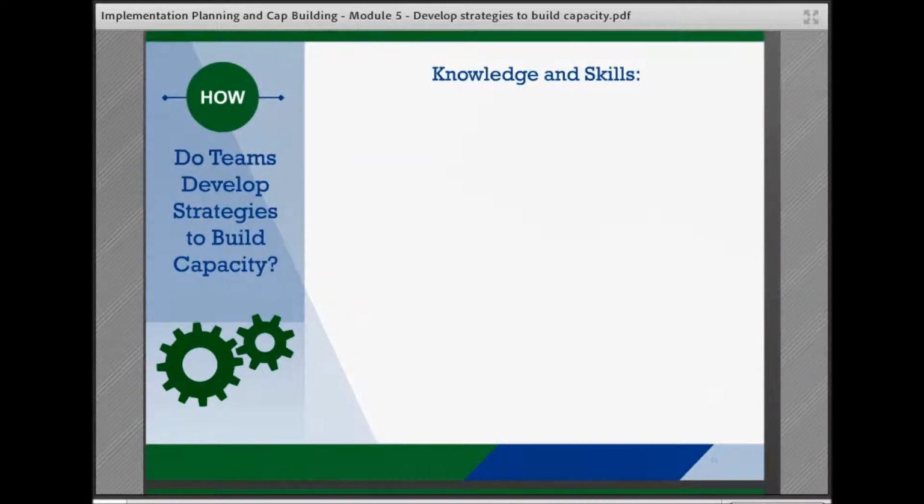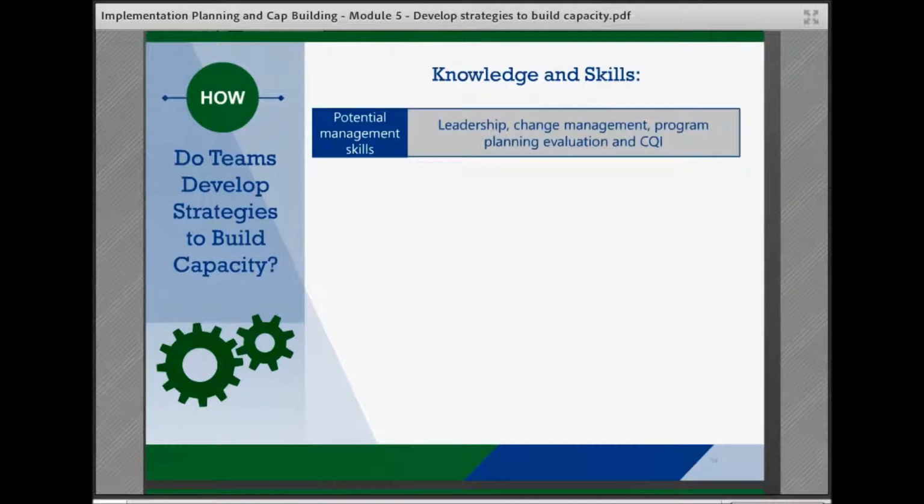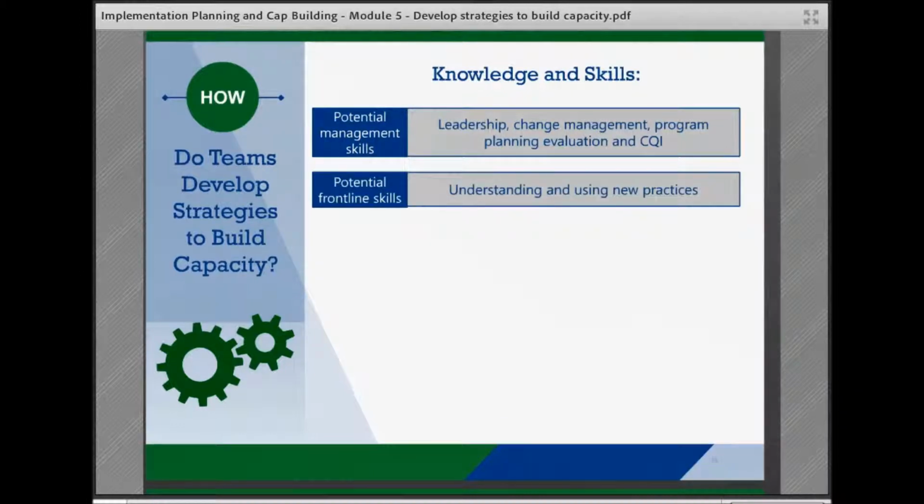Organizational knowledge and skills reflect the expertise and competencies needed to do the work of the intervention. For managers and administrators, this includes knowledge and skills related to adaptive leadership, change management, program planning and delivery, evaluation, and CQI. For frontline workers, this includes understanding and using the new intervention's practices. Often strategies to strengthen knowledge, skills, and abilities for implementation of a specific intervention can use existing training and coaching structures.